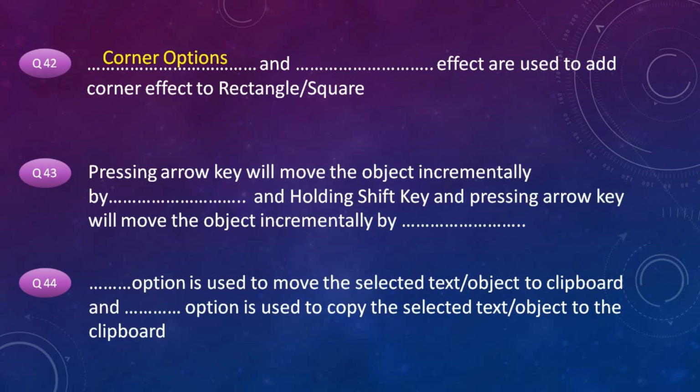Corner options and live corner effect are used to add corner effect to rectangle or square. Pressing arrow key will move the object incrementally by 0.25 mm or 0.01 inch. By holding shift key and pressing arrow key will move the object incrementally by 2.5 mm or 0.1 inch. Cut option is used to move the selected text or object to clipboard, and copy option is used to copy the selected text or object to the clipboard.